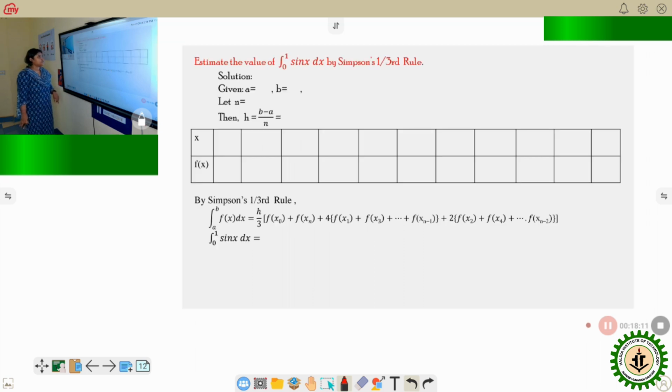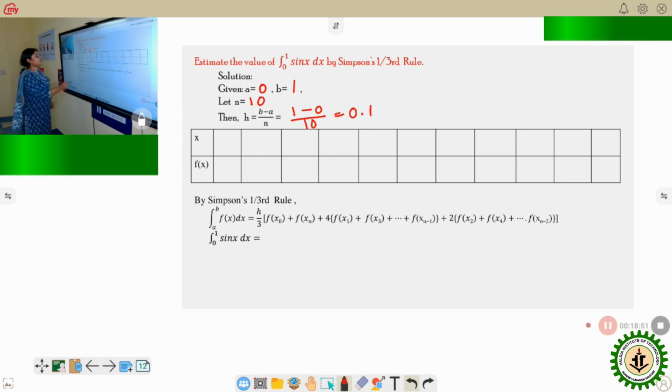Now the next question. Here, estimate the value of integration 0 to 1 sin x dx by Simpson's 1/3 rule. What is a here? Simply 0. What is b here? Simply 1. Lower limit 0, upper limit 1. What is your n? n is not mentioned. You have to assume on your own. How to assume? Just n should be an even number. So I can take n equal to 10. If I take n equal to 10, what will be the value of h? 1 minus 0 by 10, that is equal to 0.1.